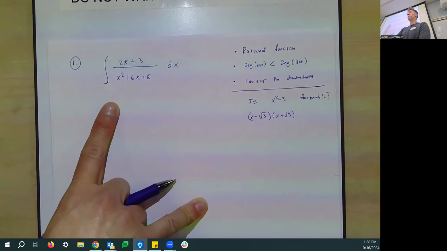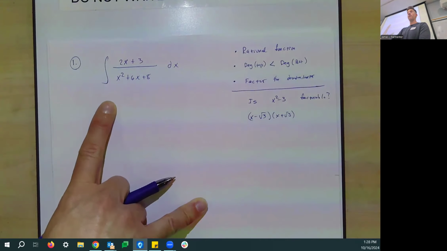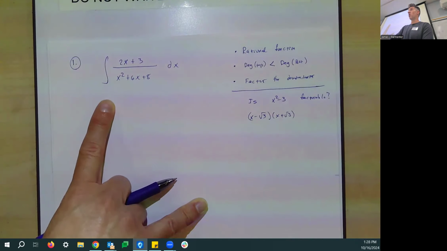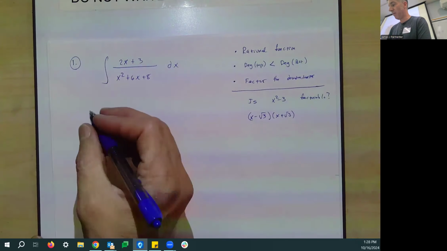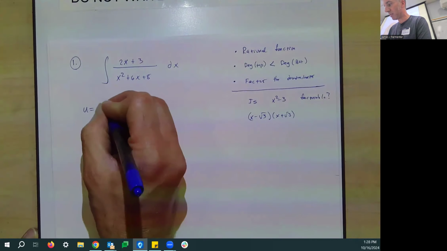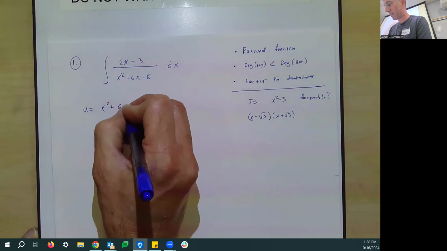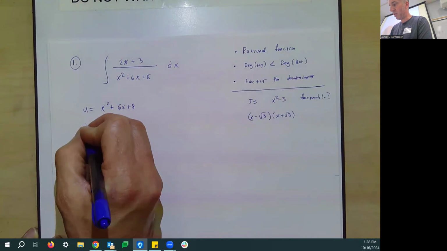And here's what I'm going to say. Before I do any of that, I should make sure I can't do something easier, like a u substitution. So don't jump to partial fractions. I always call partial fractions a method of later resort. You don't want to do it until you've eliminated easier things to do. So I just want to point out that if you were to make the easier choice and let u equal x squared plus 6x plus 8, your du is exact.